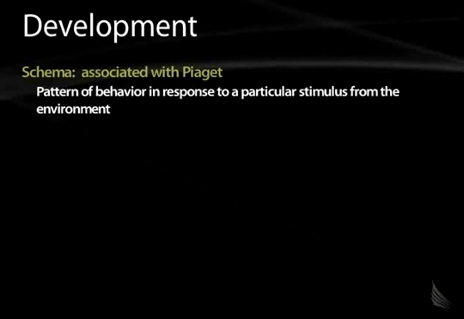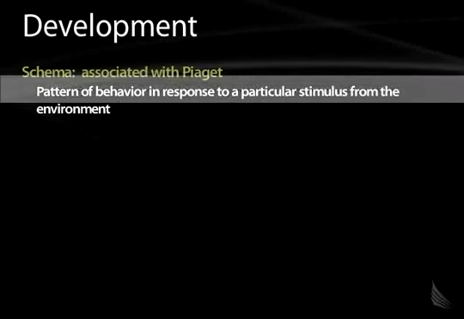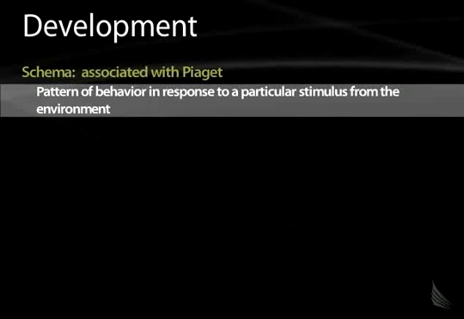The next stage of development is Piaget's development. And as I said before, Piaget used schema as well as he looked at the cognitive abilities of the child. What is a schema? A schema is a pattern of behavior in response to a particular stimulus from the environment.